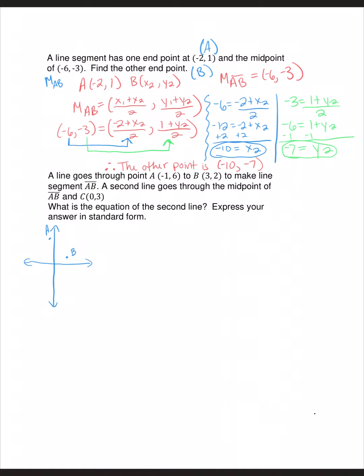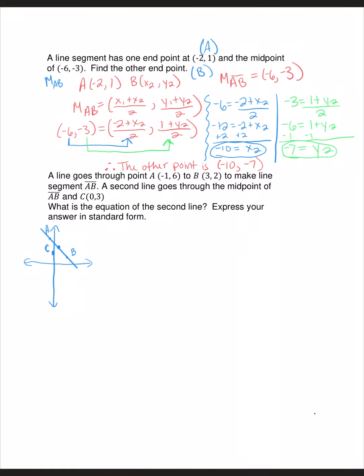Okay, and I'm just going to get my ruler out, and we'll draw a straight line if we can. Okay, so there's line segment AB. It says a second line goes through the midpoint of AB and point C, which is at (0, 3). So let's say (0, 3) is somewhere here. It goes through the midpoint of AB, which I'm going to say is somewhere like that.